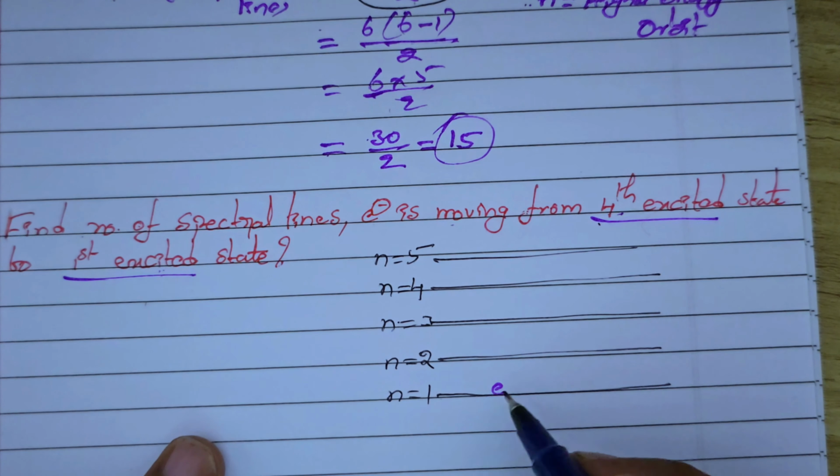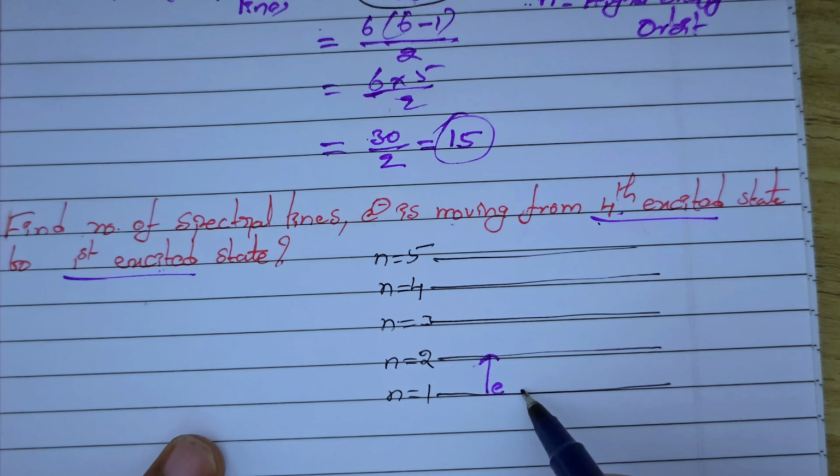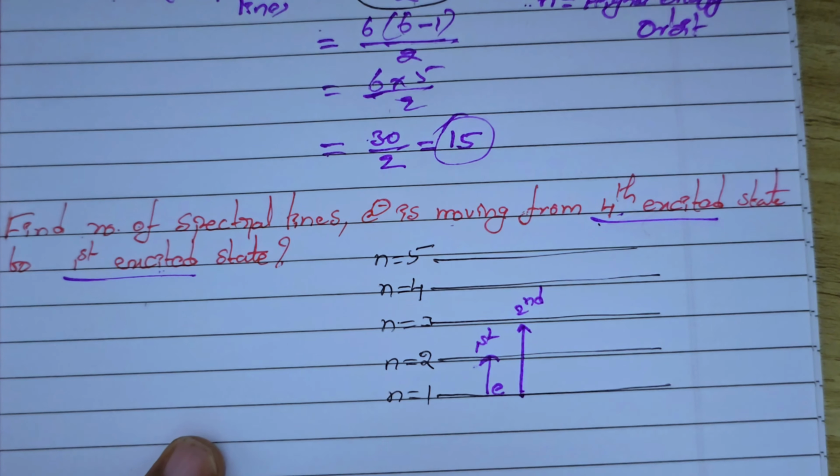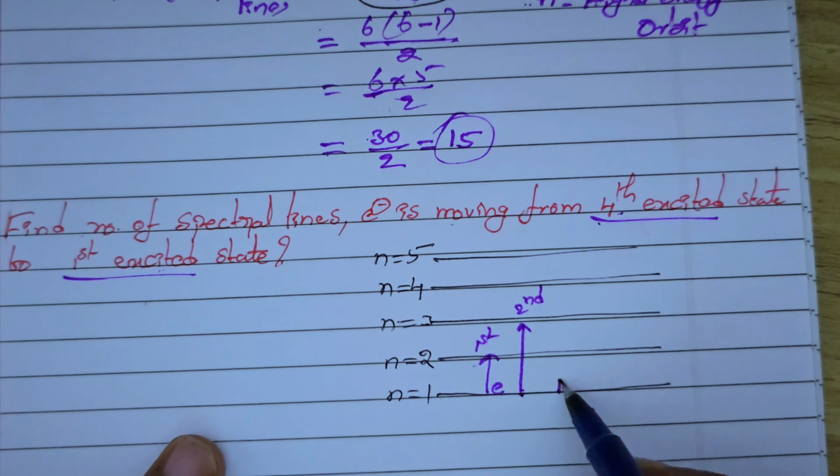The electron moving from the ground state to the second orbit is the first excited state. Moving from the ground state to the third orbit is the second excited state. Moving from the ground state to the fourth orbit is the third excited state. Moving from the ground state to the fifth orbit is the fourth excited state. So we have first excited, second excited, third excited and fourth excited. So here the question is fourth excited state to first excited state.